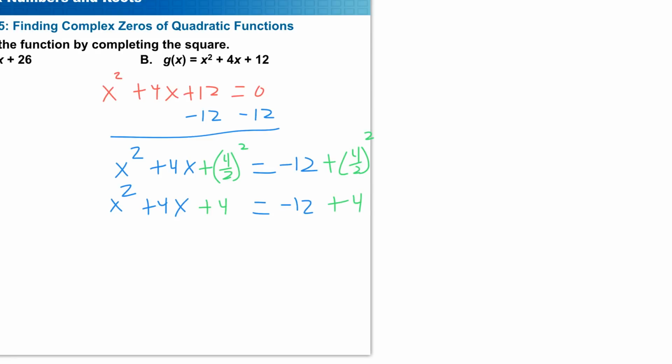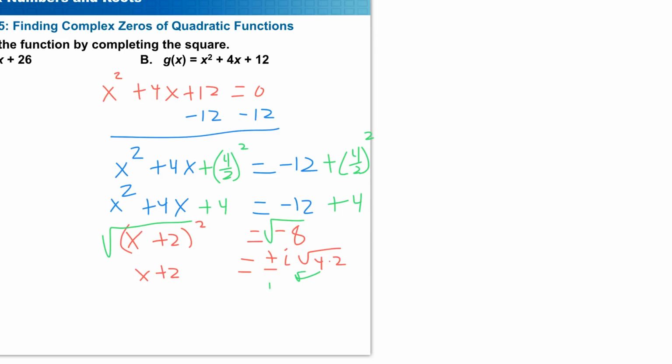Now that we've created a perfect square trinomial, we can factor it. X plus 2 squared is the first part, equals negative 12 plus 4 is negative 8. Square root both sides. X plus 2 equals positive negative. The square root of negative 8 is going to be an I. And then we can split 8 up into 4 times 2. The square root of 4 is going to be 2.